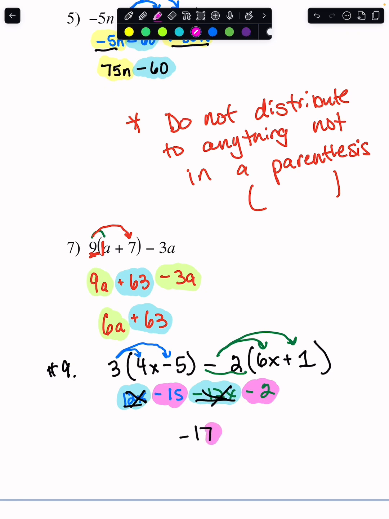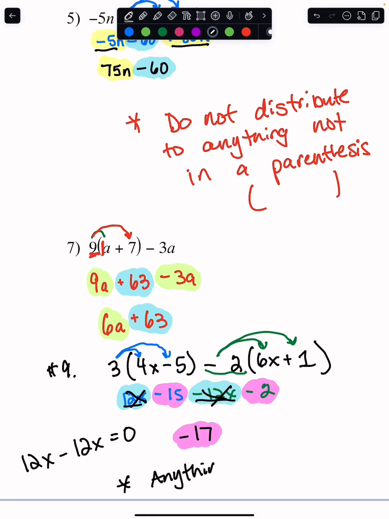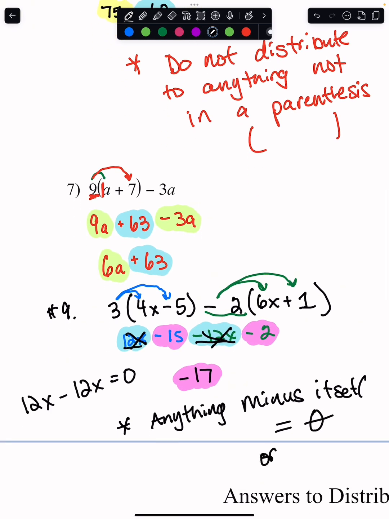Okay, let's go ahead and highlight this. And then let's go ahead and make a little note off to the side that 12x minus 12x equals 0. Anything minus itself equals 0, or just cancels out. That all means the same thing. Sometimes you hear me say 0. Sometimes you hear me say, oh, it cancels out. That all means the same thing, okay?